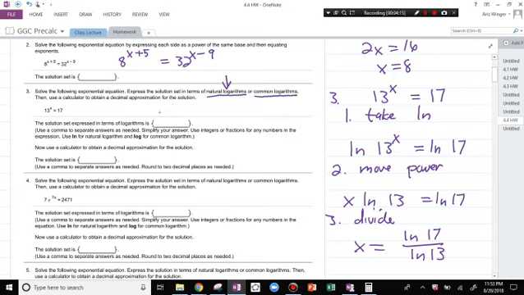That's what they want here, and then you'll just put this in your calculator, natural log of 17 over the natural log of 13, and in the TI it goes ln 17 close parentheses / ln 13, and then you simply round that to 2 decimal places.